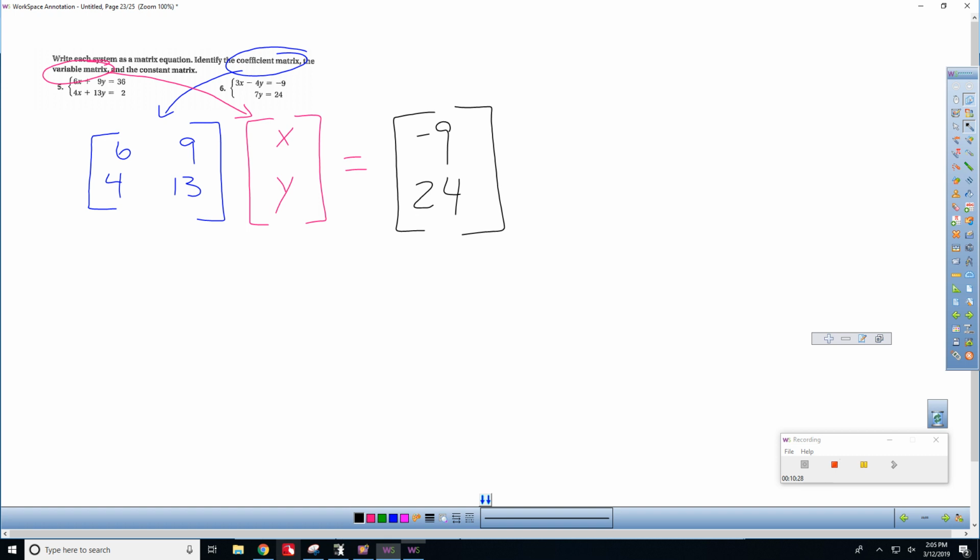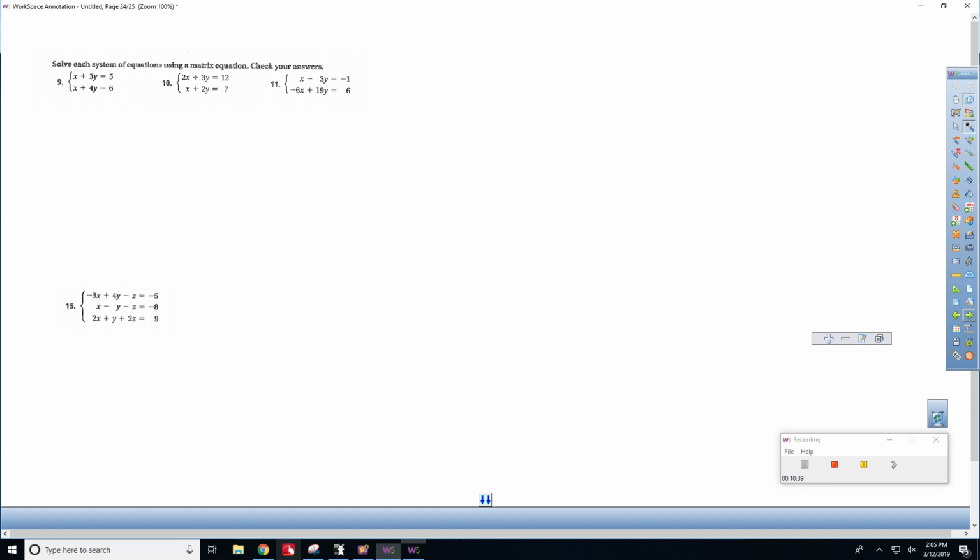Okay, that's it. That's all we had to do. This is the constant matrix. Okay, let's move on to another one. Solve them. Let's do one more. Let's pick number 10 using matrices. So number 10.